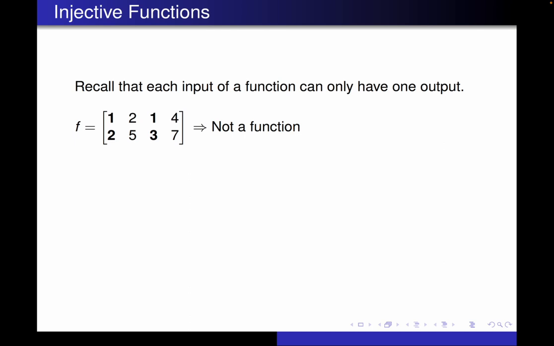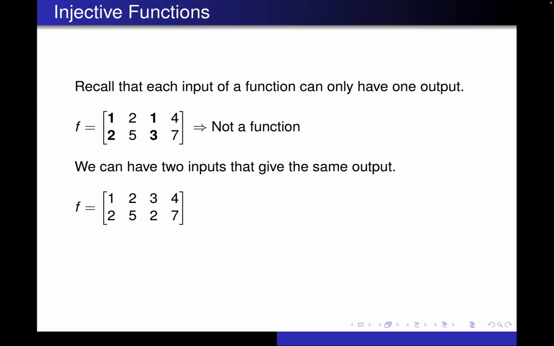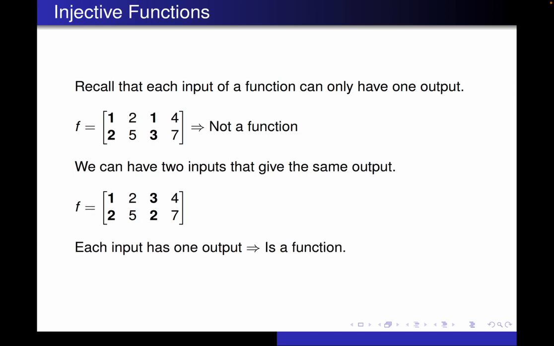However, even though we can't have one input that has more than one output, we can have two different inputs that give the same output. So we can have one output that has two inputs associated with it. So if we had something like this, where the input 1 gives us the output 2, and the input 3 also gives us the output 2, that's still a function because each of the individual inputs give us exactly one output. So each input has one output, that means it is a function.